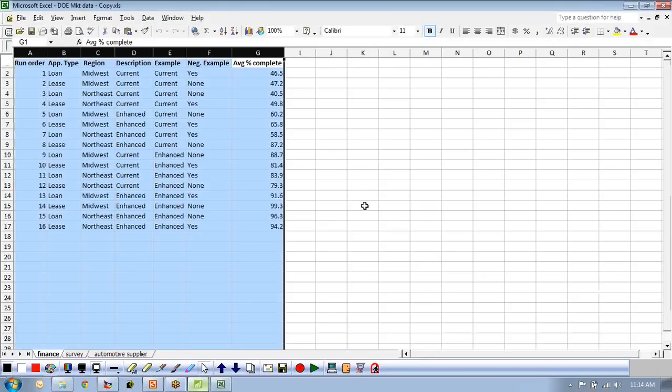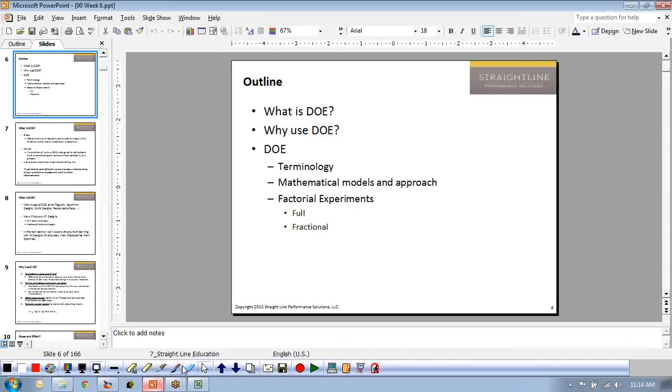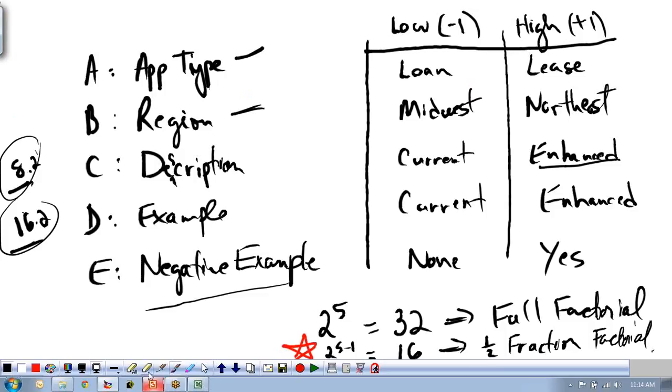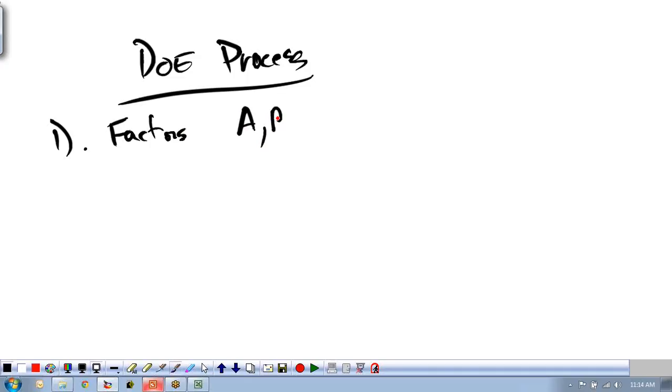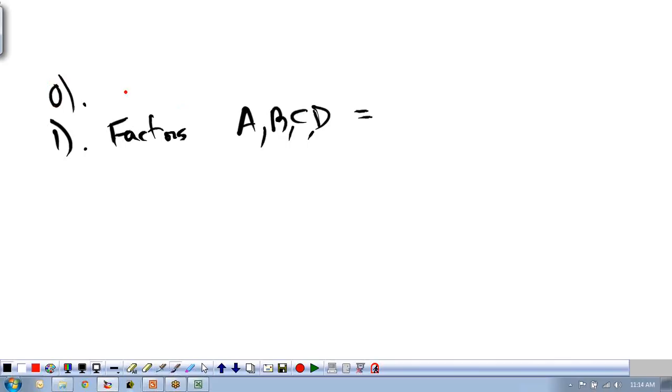And now I think we'll be able to run through the rest of this pretty quickly. However, I do want to recap the example. And so just to say what the process was, DOE process, and it was this. Number one, we decided upon factors. That was the A, B, C, D. You know what, I'm going to put in a step zero here. Step zero. We decide upon the response, the output. That's the Y, the output. Okay, that was the percent complete in the example here.